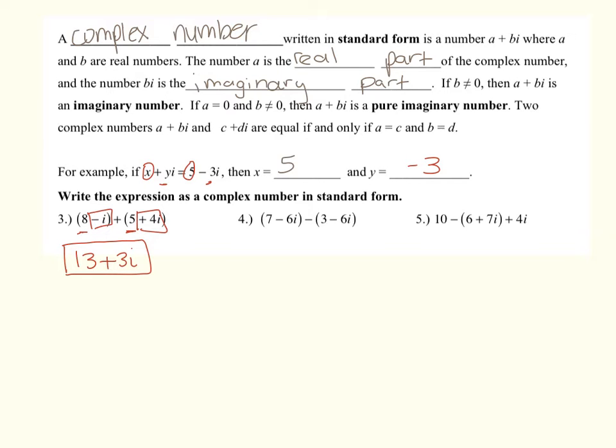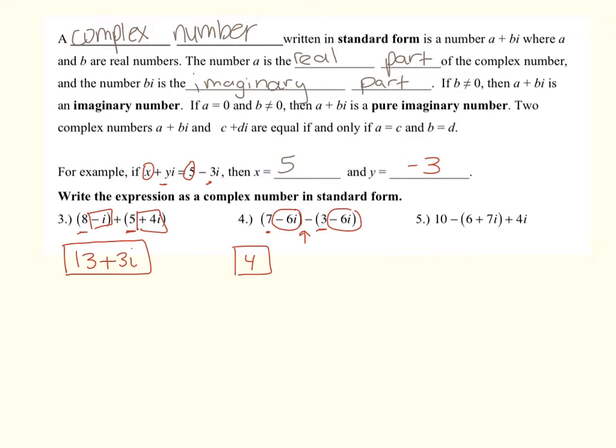For number 4, same idea, only it's subtraction. So subtract the real parts, subtract the imaginary parts. So 7 take away 3 gives us 4. Negative 6 take away a negative 6 is negative 6 plus 6, which is 0. So we end up with a real number. The imaginary parts drop out.